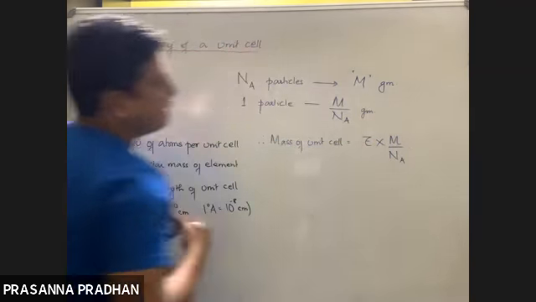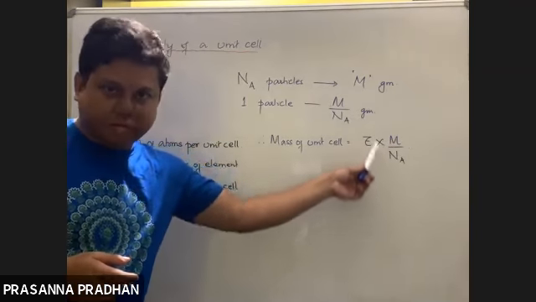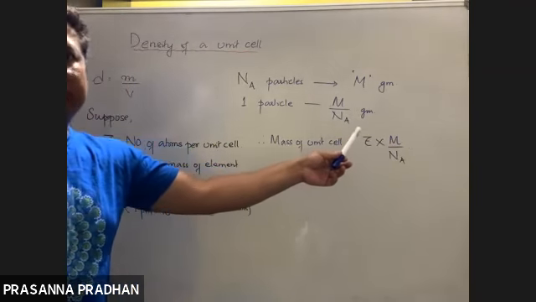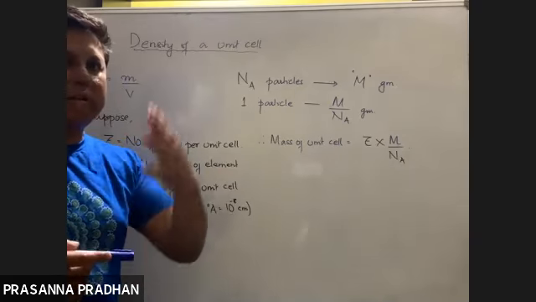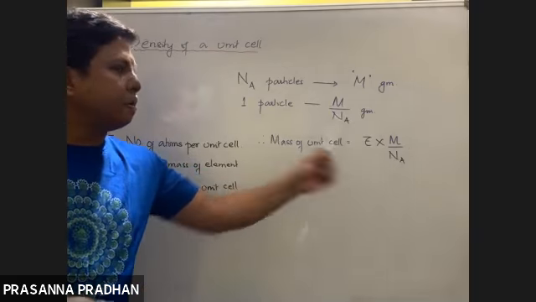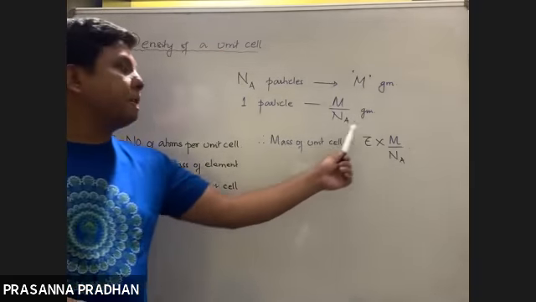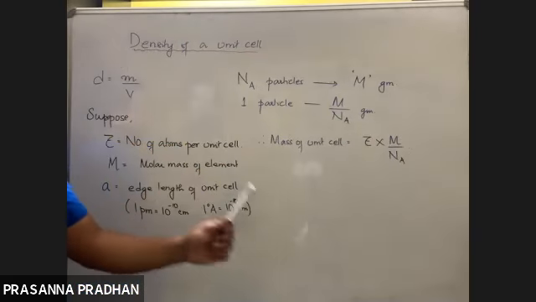At first, using the mole concept, I found out the mass of a single particle. And in a unit cell, I have assumed there are z number of particles. Now, for simple cubic, z का value 1 होगा. For FCC, z का value 4 होगा. For BCC, z का value 2 होगा. So this is the mass of total z number of particles. Well, this is the mass of the unit cell.